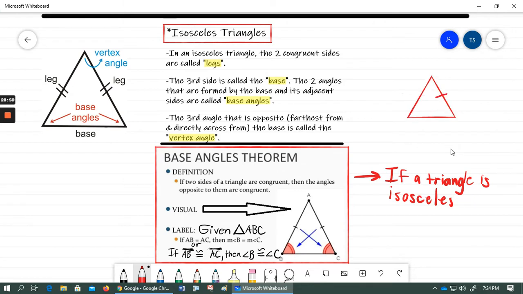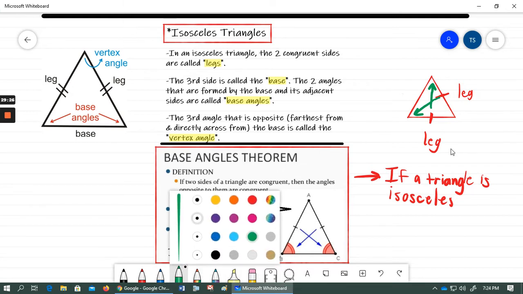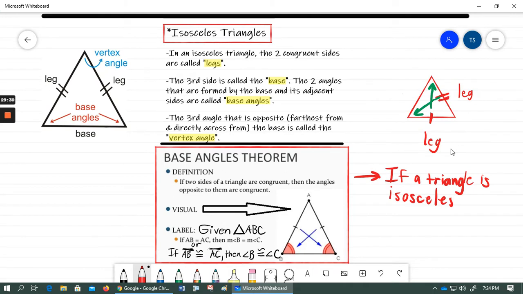So guess what, folks? The only angles that are going to be opposite of your legs, as in far from those legs and directly across from each of those legs, when they talk about the two sides that are congruent, are the two angles that are directly across from and the farthest from those two congruent sides, those legs. Those are, of course, guys, your base angles.